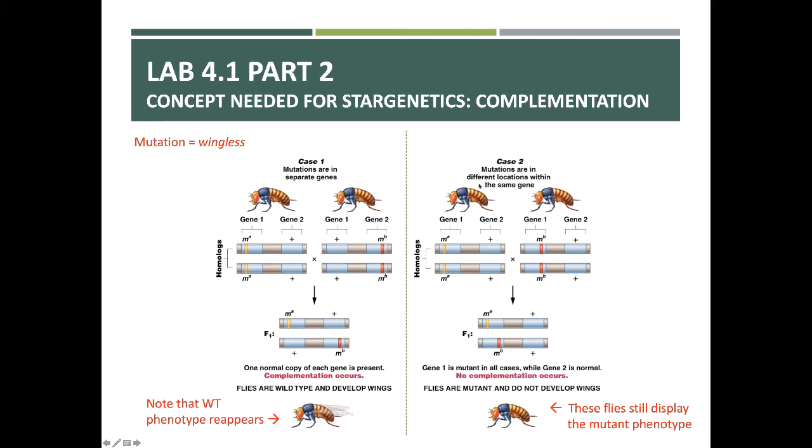Now if you take 2 mutants and you cross them together and the progeny appear as the original mutants, in this case no wings produces no wings, we say they do not complement each other. Because in this case each mutant, mutant 1 and 2, provided a mutated copy of gene 1. So the progeny, while gene 2 is perfectly fine, gene 1 is mutated because both parents provided a mutated copy. So they do not complement each other.